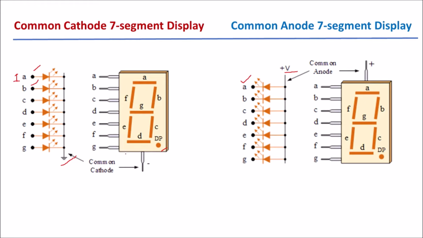The terminal H is referred to as the input terminal for this DP, that is the dot. That is not shown here, but that can also be used. So in common anode display, whenever the user applies a logic 0 as an input to the cathode terminal, the particular segment will glow. So these are the two types of display. We can use any display for our application.